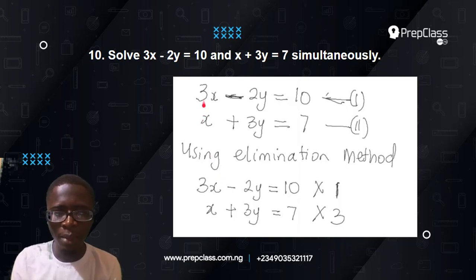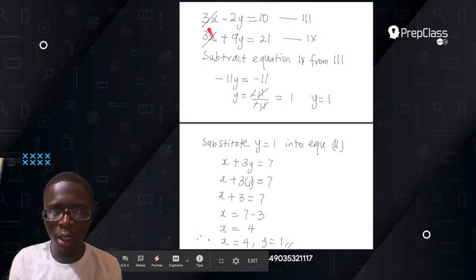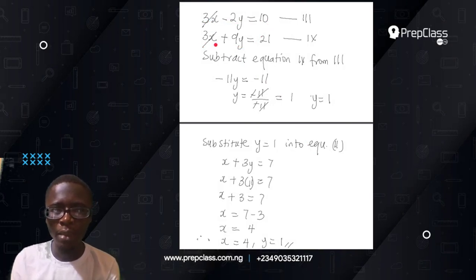discover that 3 times x is going to give us 3x. So we have 3x here, and then 3 times 3y is going to give us 9y, and then we have 3 times 7, which is going to give us 21. So this gives us the expression here, 3x minus 2y is equal to 10, and 3x plus 9y is equal to 21. So we subtract equation 3 from equation 4, or subtract equation 4 from equation 3. Either of the ways, you still get the same result.